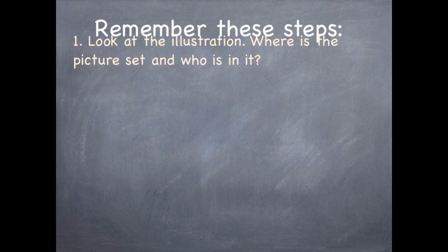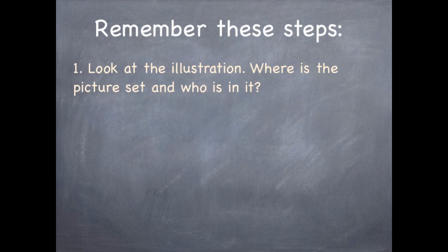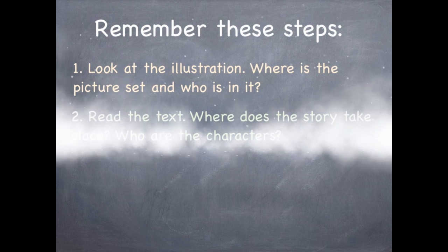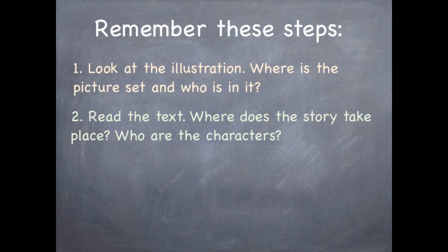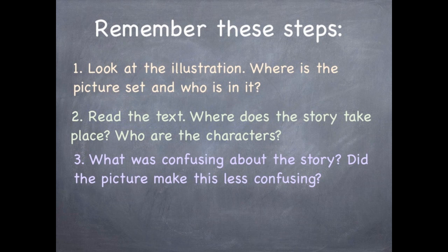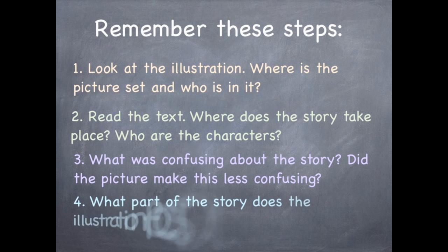Remember these 4 steps. 1. Look at the illustration. Where is the picture set and who is in the picture? Step 2. Read the text. Where does the story take place and who are the characters in the story? 3. Identify anything that's confusing and look to the picture for help. Step 4. Figure out what part of the story the illustration focuses on. So, are you ready?